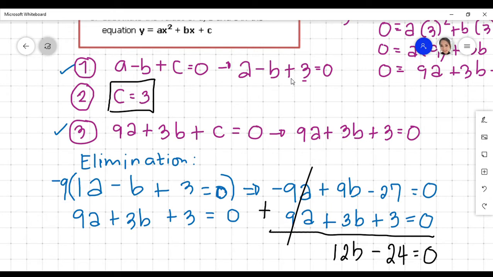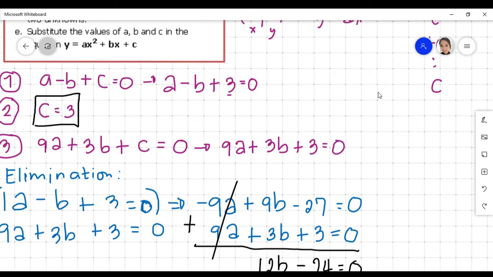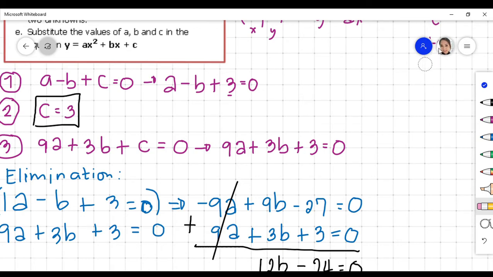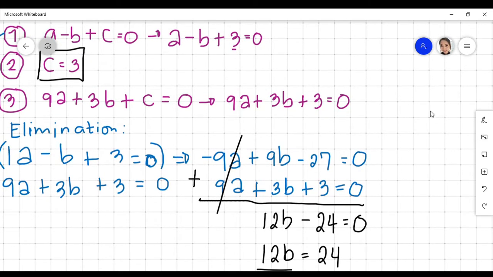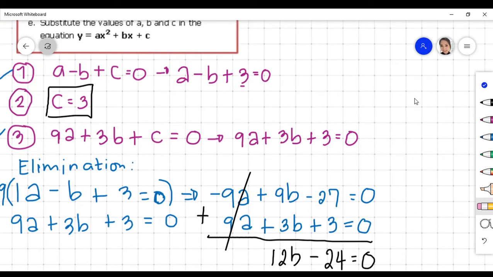So I will choose the first equation. Since alam ko na yung b, I can substitute the value of b here. And then, we will look this time for a. So, I will erase this portion. Okay. So, to solve for a, so by the way, our b is 2. So we will substitute the value of b.